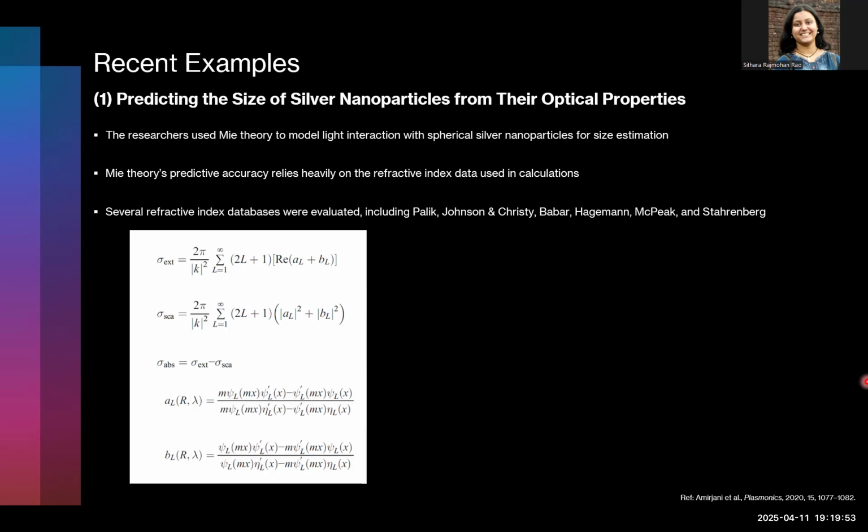So the bottleneck of using Mie theory is that it heavily relies on the refractive index data used in the calculations. And before this paper was published, the one problem was that whenever they used Mie theory to correspond to the UV-Vis spectra, it wouldn't usually fit with experimental data, because different refractive index values, or even changing the value slightly, would result in large deviations in the fit. So for this paper, they used several refractive index databases. They started from Palik, Johnson and Christy, and all of these databases, and tried to see which gave the best fit with the experimental values.